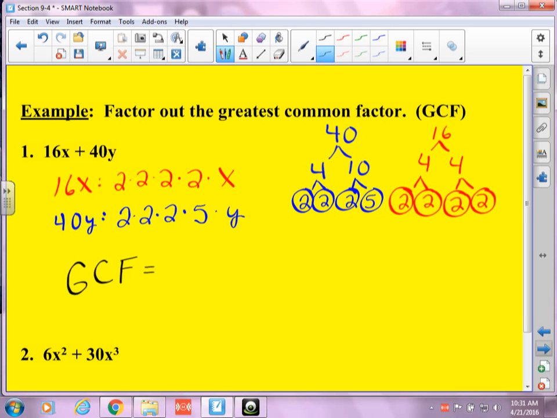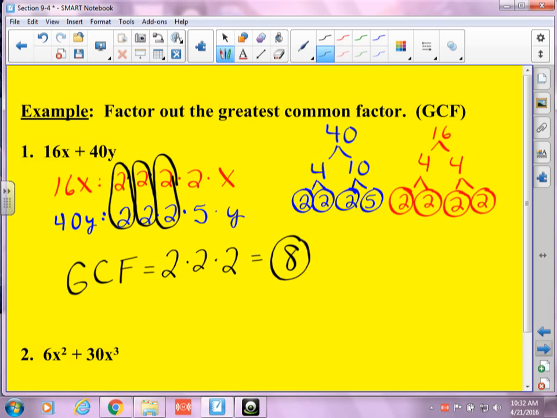Now, I'm looking to see what they have in common. Okay? So I'm going to circle a set of 2's, and I'm going to write down a 2. So they have to have a set, and I only write 1 down. I'm not going to write 2 down. I'm only going to write 1, because it's 1 set of 2's. And then I have another set of 2's. And then I've got another set of 2's. And is there anything else I have in common? No. 2 times 2 times 2 is 8, and that is my greatest common factor.